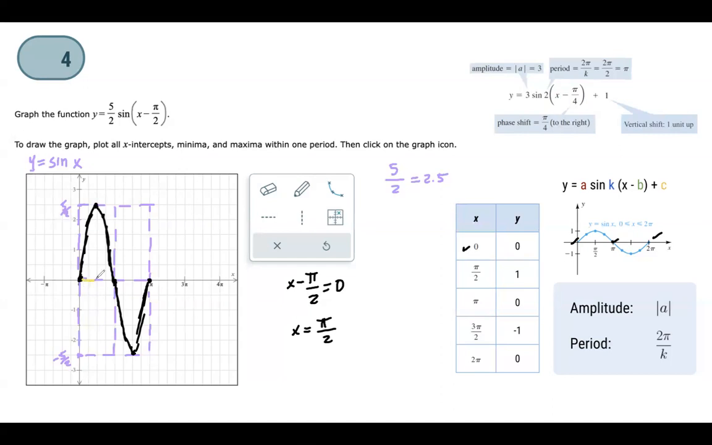So this point is going to move 2 rectangles to the right, same here, 2 to the right, and 2 to the right. And we're going to sketch the final graph. This is the starting point, maxima, another intercept, the minima, and another intercept. So the final graph is going to go like this.